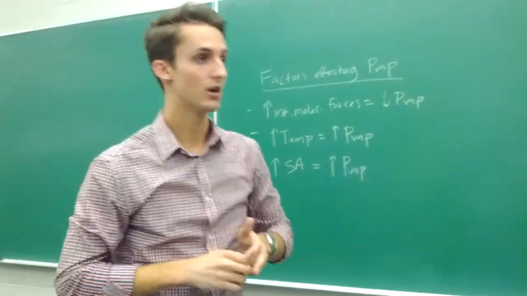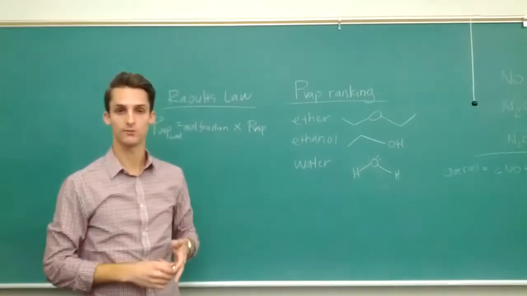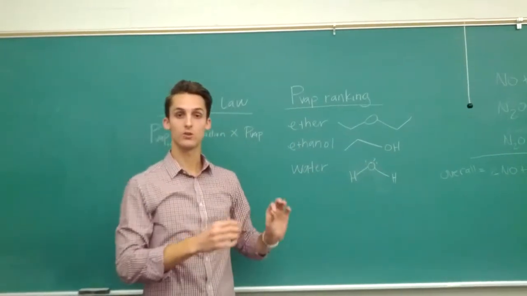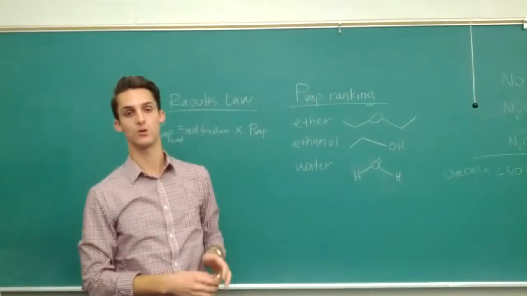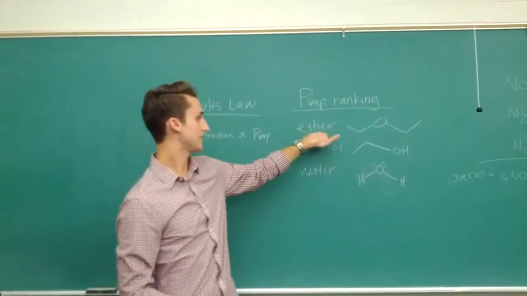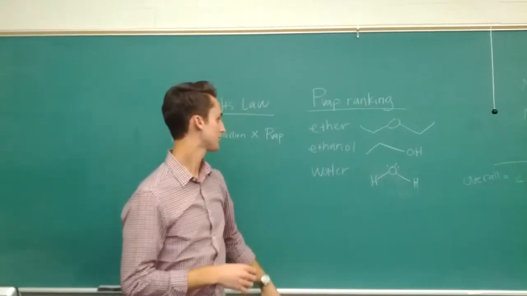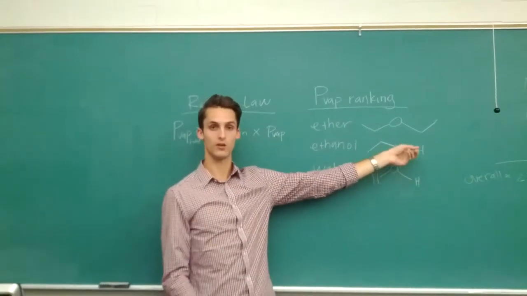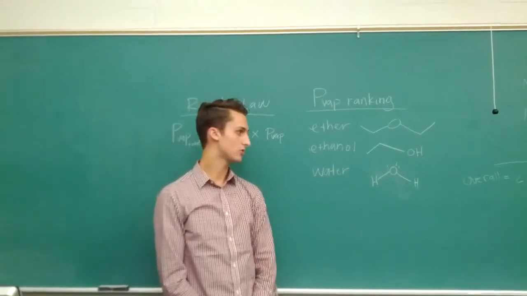So now I just want to do a couple of examples of vapor pressure and how it's affected by the intermolecular forces that we talked about. I drew three molecules on the board right here, and I want to go through and compare each one, and figure out which one is going to have the highest and which one is going to have the lowest vapor pressure. The first one is an ether. An ether is simply an oxygen that's bonded to two carbon chains. The second one is ethanol, which is just an alcohol. It's a carbon chain with one hydroxy group on the end. And our last one is water, as you know, H2O.